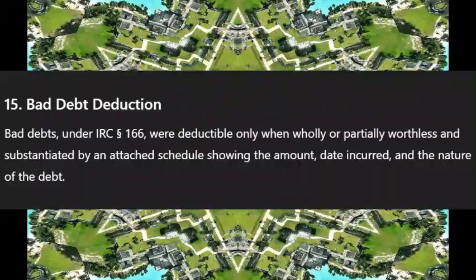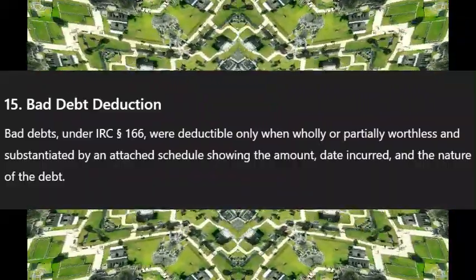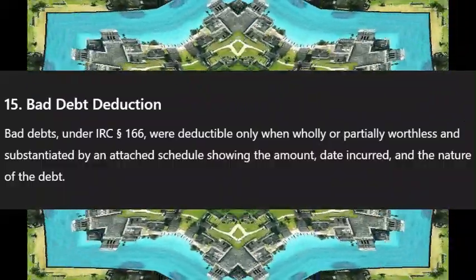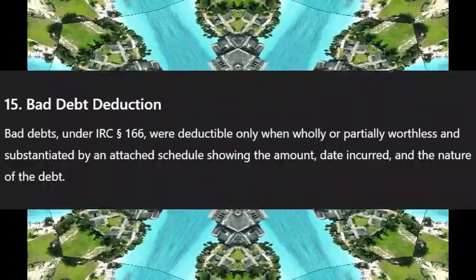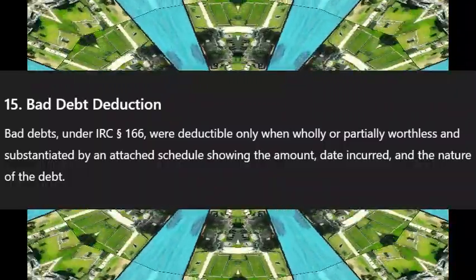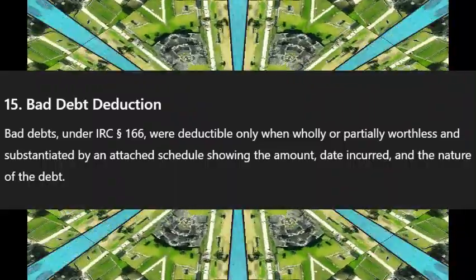Right, you can't just write off every slow payer. No. The debt has to have become wholly or partially worthless during that tax year. This means you've actually made a real effort to collect it, and you have objective evidence showing that part or all of that debt just isn't recoverable. Like maybe the customer went bankrupt or they've disappeared, and despite your best efforts, you know you're not getting that money. So you need proof.